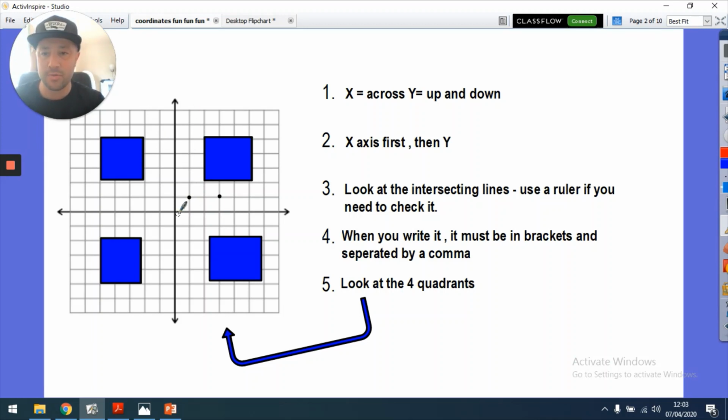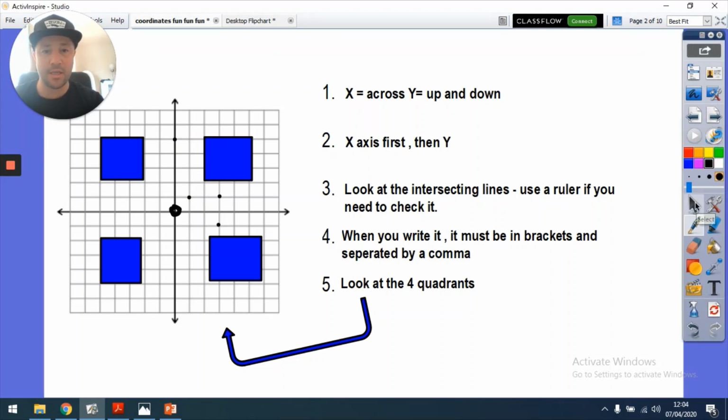Now I'm just going to remind you as well that this bit in the middle is our 0. So if that's our 0, we go along the bottom, and that's a 0, and then that's a -1. So it can have a 0 as one of the coordinates. So we can go along 0 and then up 1, 2, 3, 4, 5. So that would be 0, 5. That would be our coordinate there. Just remembering that when you write it, it must be in brackets and it must be separated by a comma.